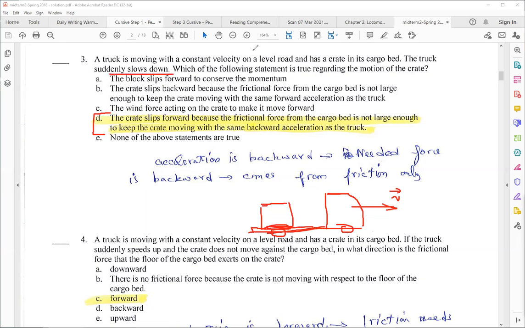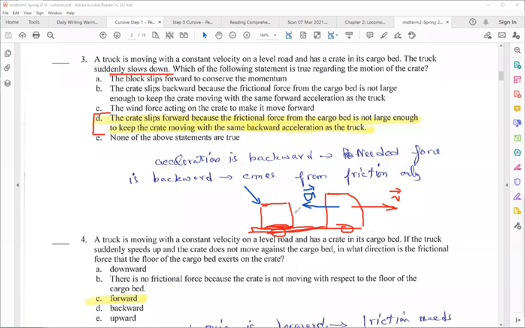Now, when it suddenly slows down, where is the acceleration? Can you tell me? When it slows down, acceleration will be, I'm sure you will all agree, going backwards. Tanya, Anim, very good. So acceleration will be pointing backward. Now, if the truck wants to slow down, what will the crate want to do? So the crate will want to continue forward.